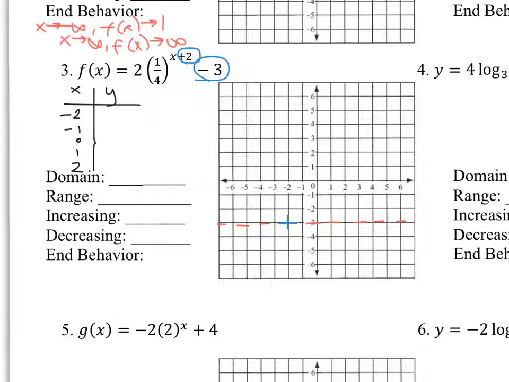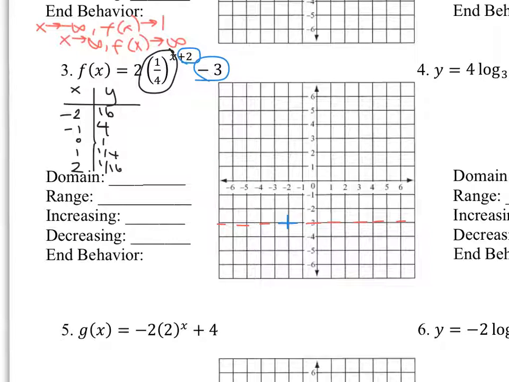So I'm only looking at 1/4 to the x power. So when I plug in 1/4 to the 0 power, I get 1. When I plug in 1/4 to the first power, I get 1/4. And when I plug in 2, I get 1/4 to the second power, which is 1/16. If I plug in -1, 1/4 to the negative first power is 4. And 1/4 to the negative second power is 16.